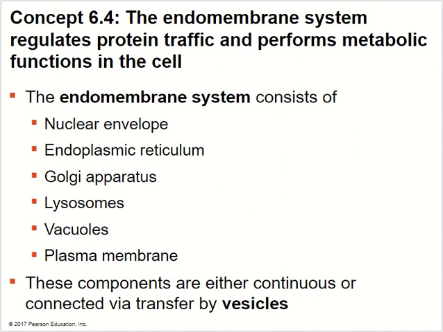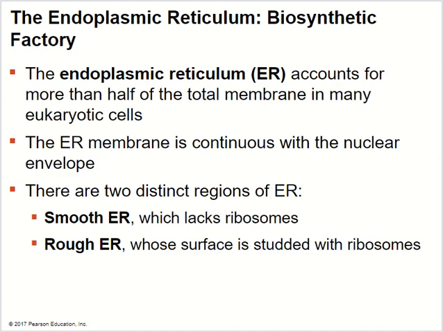The endomembrane system consists of the nuclear envelope, endoplasmic reticulum or ER, the Golgi apparatus, the lysosomes, vacuoles, and plasma membrane. These components are either continuous or connected via transfer of vesicles. Vesicles are essentially different couriers that shuttle material from one organelle to another.